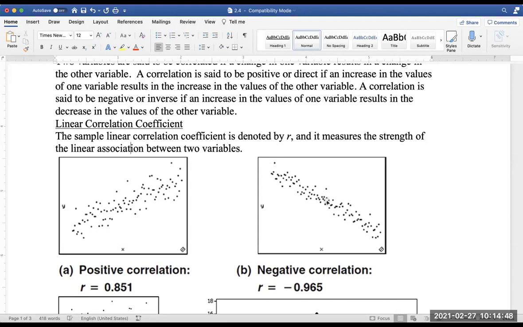If I look here, well, they seem to be in a negative correlation. As one of my variables increases, the other variable decreases. And so this has a negative correlation. So R is going to be negative. So in this case, R is negative 0.965. So about 96.5%. So it's pretty linear. It's about 96% linear.